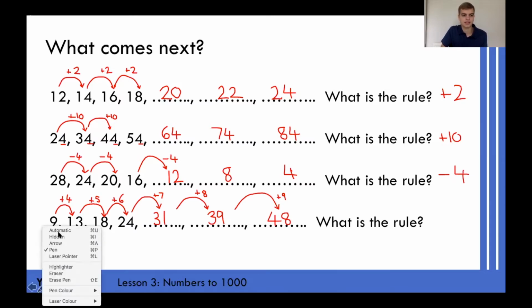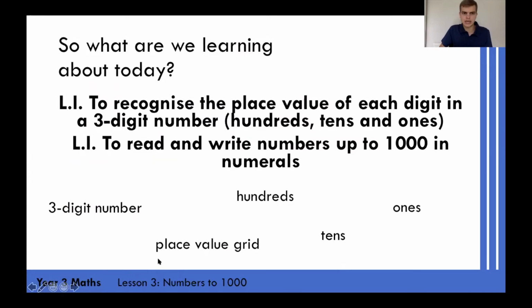Well done. Fantastic. Okay, what are we doing today then? So today, as I said at the start, we're going to be looking at the place value of 3-digit numbers using hundreds, which we looked at in our last lesson, tens and ones. And we're also going to need to read and write numbers up to 1,000. So what we're going to need to know today is what a 3-digit number is.